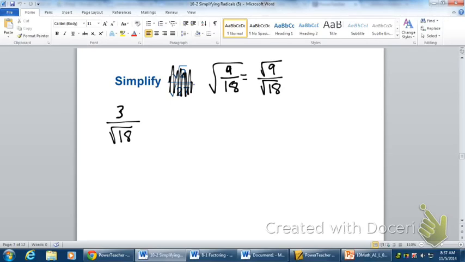Now let's simplify the square root of 18. What's a perfect square that can go into that? 9. Good job, Dalton. Good job, TJ. 9 times 2 gives me 18. So let's simplify this out. So we know that 9 times 2 gives me 18. Does everybody see that? Now, what's the square root of 9? 3.